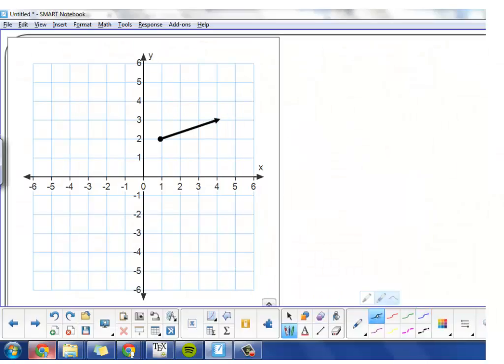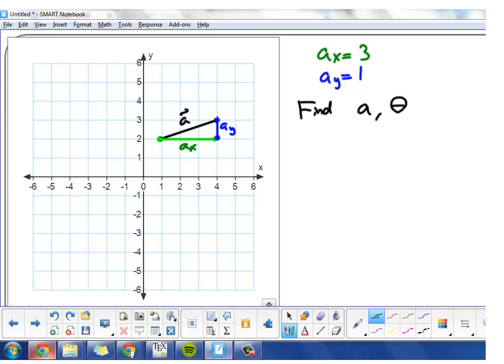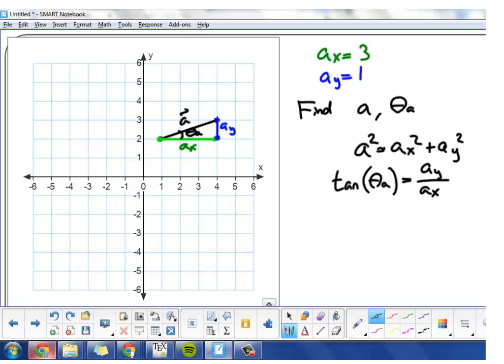Suppose you have a vector given by its components, ax equals 3 and ay equals 1. If you want to find the magnitude and direction of this vector, then you can continue to use trig. The magnitude of the vector is essentially just the hypotenuse, and the angle is the same as the standard angle that you'd find in trig.